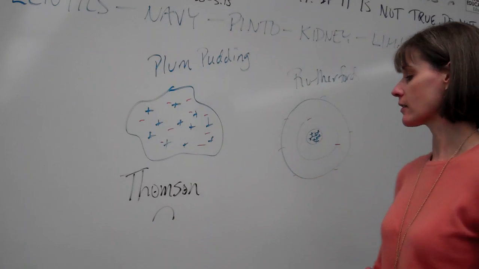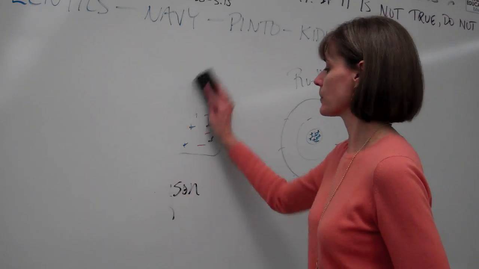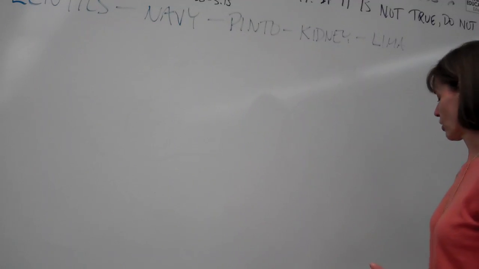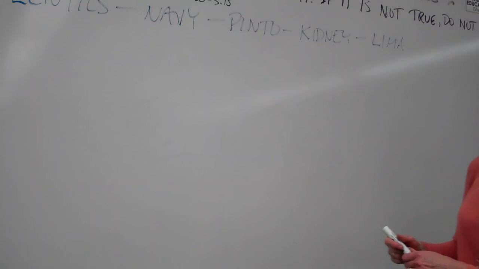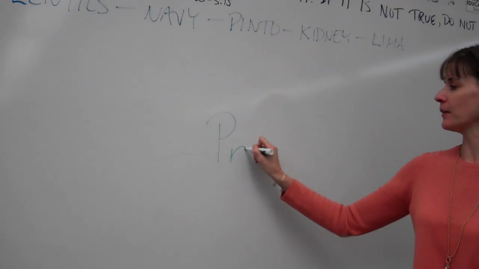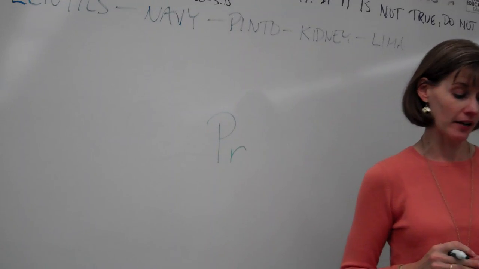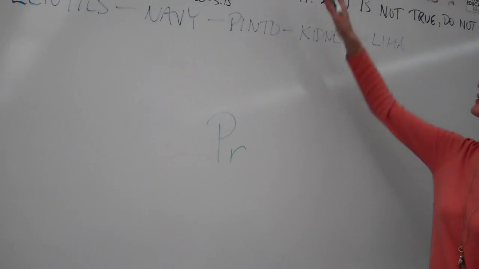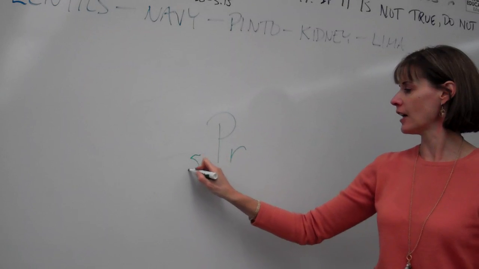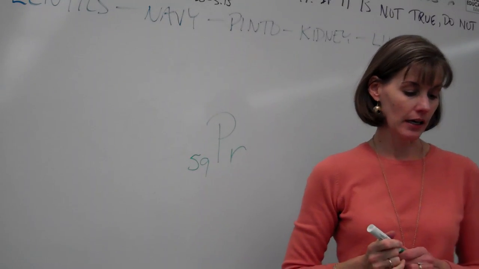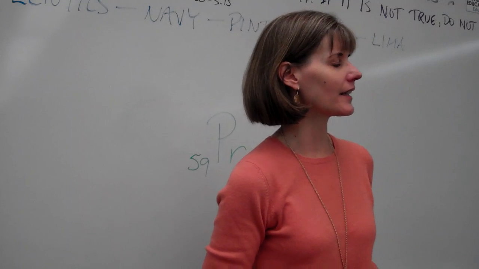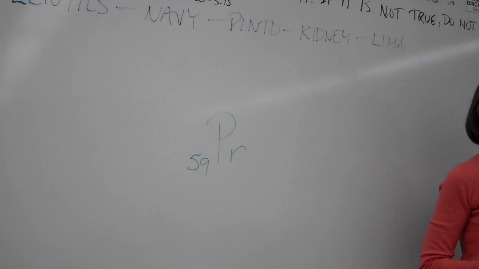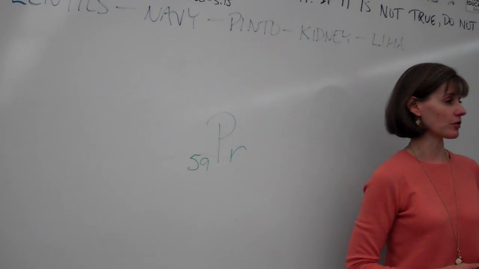Now, this question is going to be in the context of a specific element. So let's pick a fun one. How about praseodymium, since Carl was all about the praseodymium. And praseodymium has an atomic number of what? 59. How many protons and electrons are there in a neutral atom of praseodymium? 59 protons. And how many electrons?